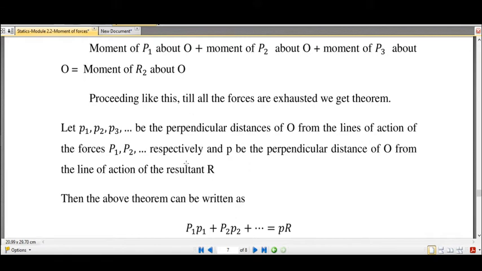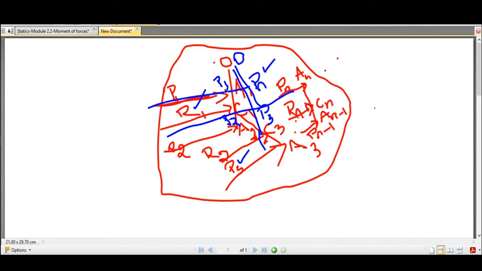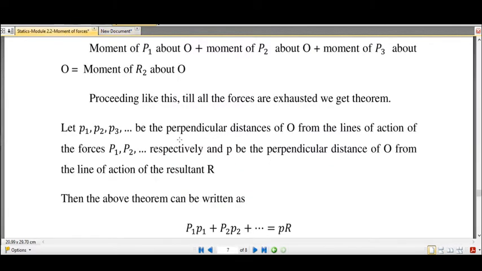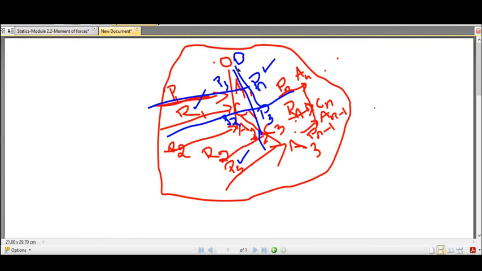Okay. Now let B1, B2, B3 be forces. Here we differentiate with blue color. For B1, B2, B3 up to Bn, small b1, b2, b3 are the perpendicular distances from the fixed point O. Small b1 is the perpendicular distance from O to the first force B1, and small b2 is the perpendicular distance from the fixed point O to the second force B2, likewise.